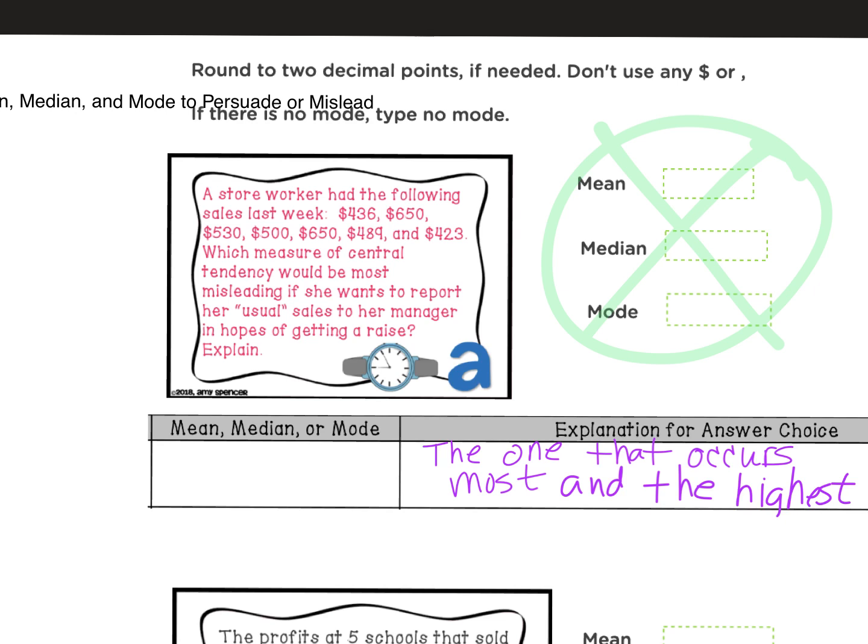So the reason, you didn't have to do any math really to look at that. You're like, ooh, well, the one that turns up the most is 650. So she should say, hey, guys, on average, I sell 650, but we're not going to call it the median. That's the one in the middle. What are we calling it? The mode.